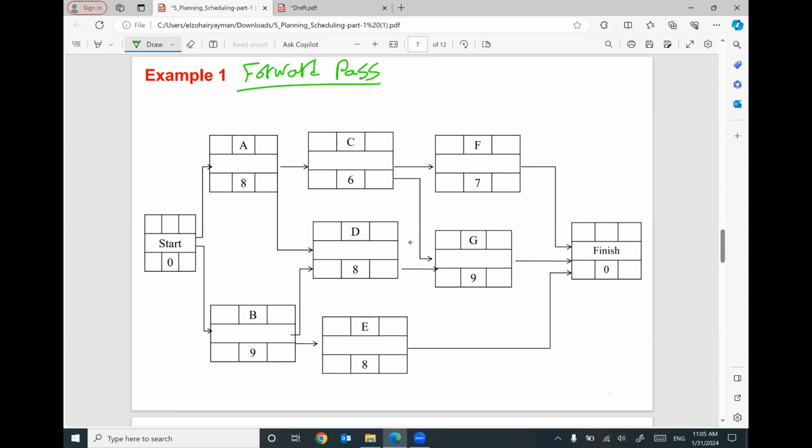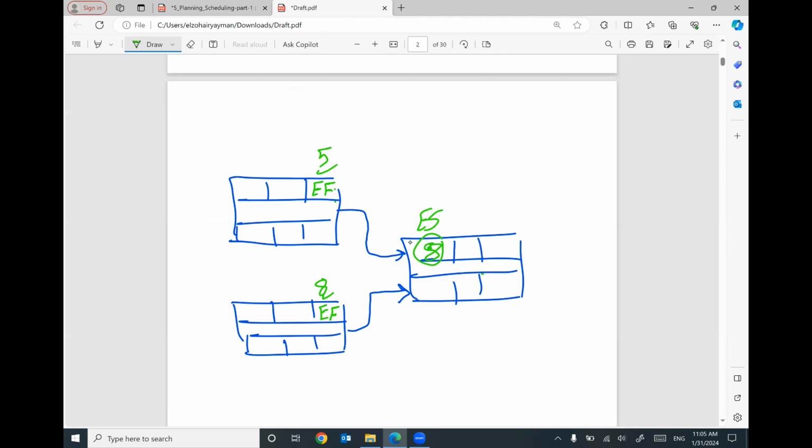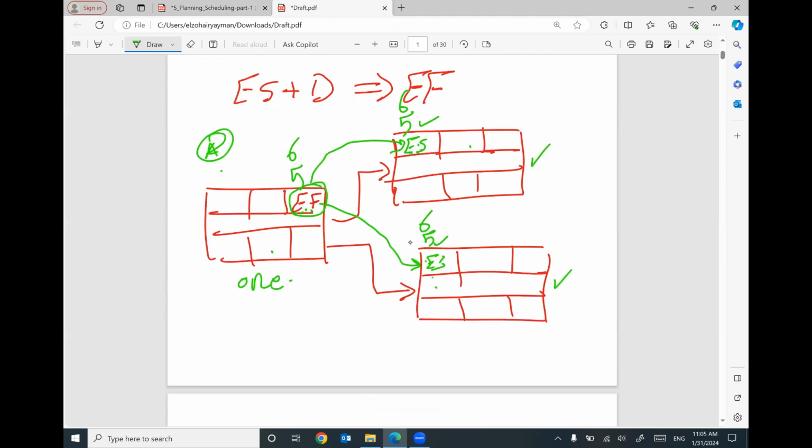So I will start here. If you start with early start 0, it will be 0 here also, because 0 plus 0 will give you 0. So this is just a start. Activity A will start at day number 0. Activity B will start at day number 0, because the early finish here will be the same as the early start, like we covered. If this one is 0, this one will be 0 and this one will be 0.